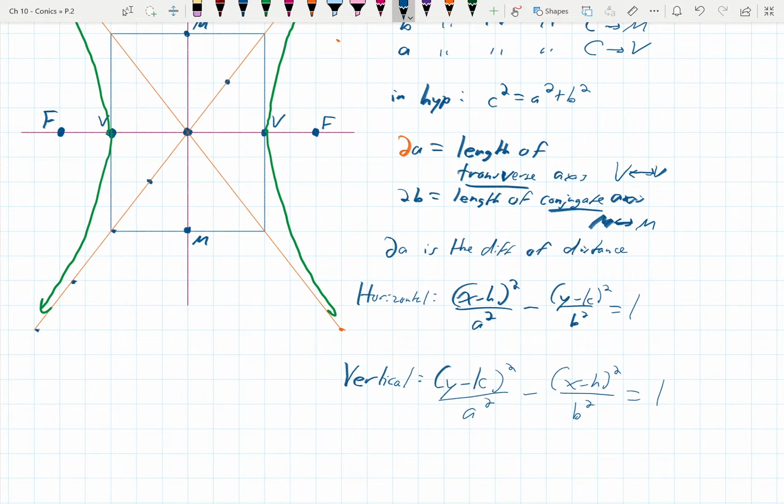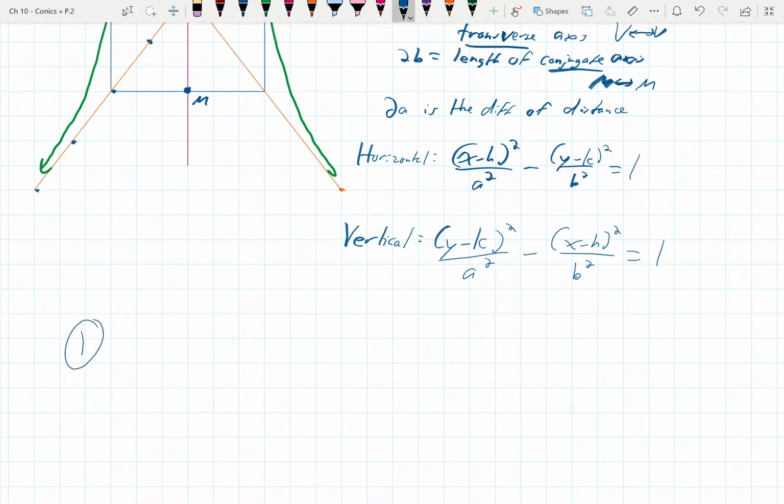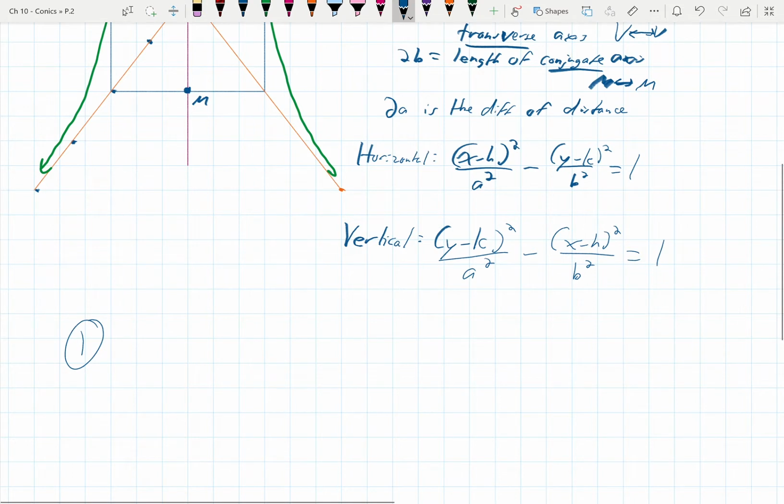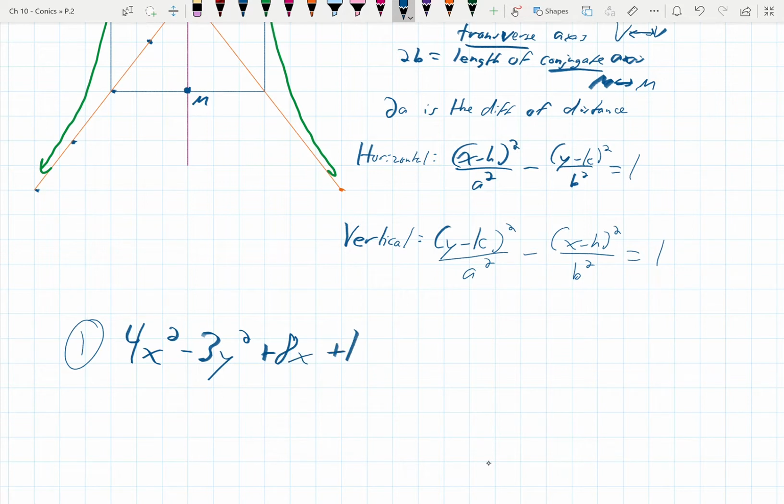So let's do one that should make this make a little bit more sense to you. Example. I'm going to do a ton of things in this example to kind of summarize or simplify what we're doing. 4x squared minus 3y squared plus 8x plus 16 is equal to 0. So just like before, you're going to complete the square. However, you should be able to anticipate that this is going to be a hyperbola, not an ellipse.